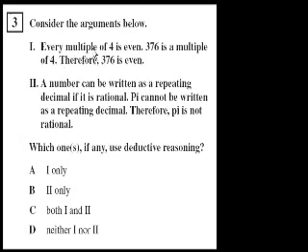Okay, so statement 1, every multiple of 4 is even. 376 is a multiple of 4, so this is deductive reasoning, right? Because they say every multiple of 4 is even. So you pick any multiple of 4, it's going to be even. 376 is a multiple of 4, therefore it has to be even. So this is correct logic. So statement 1 is definitely deductive reasoning. Let's see, statement number 2.